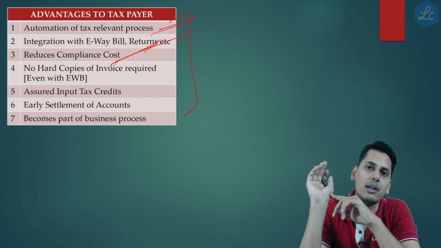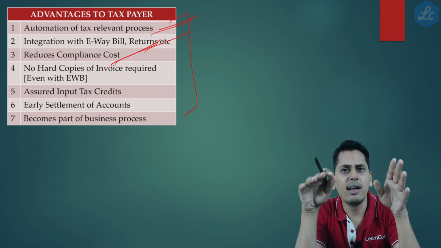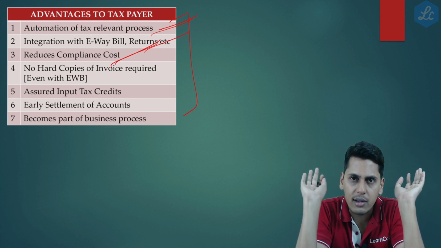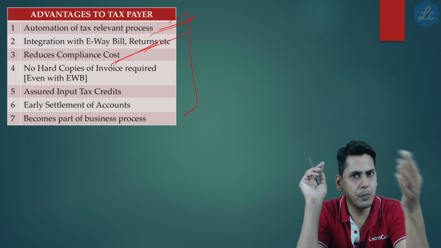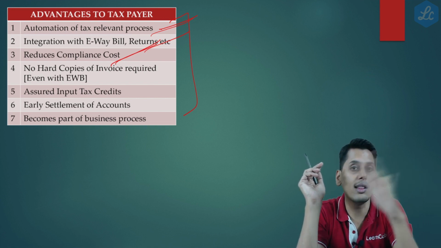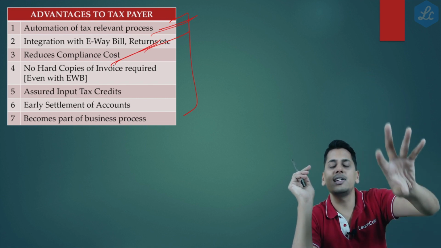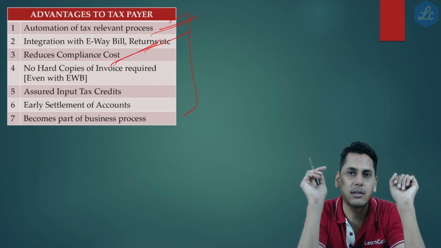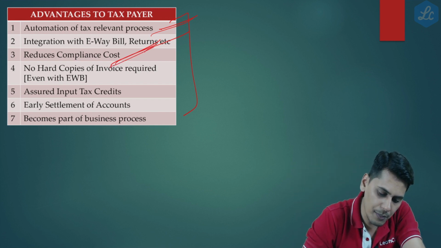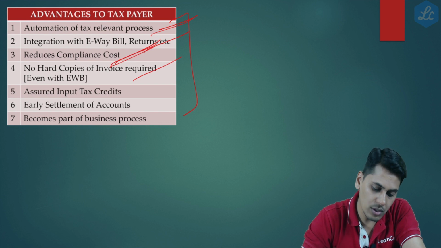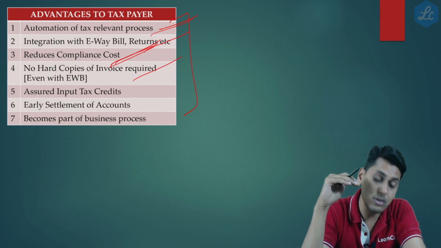So friends, what would happen? Do you need to file anything extra in your GSTR 1? The answer is no. You report, obtain the invoice reference number for all the invoices which are being issued by you. Your GSTR 1 is automatically prepared. So this would reduce the compliance cost. No hard copies of e-invoice are required, even in case of e-way bill.